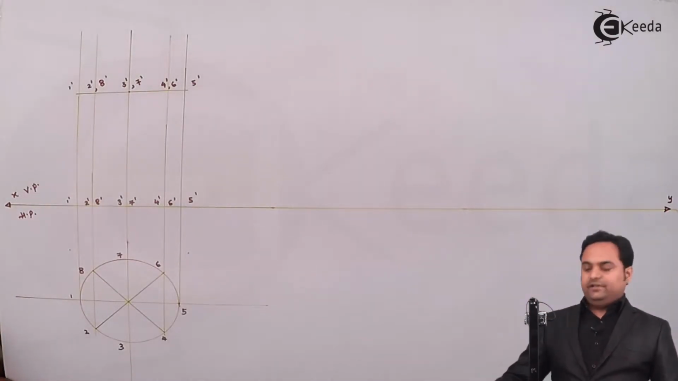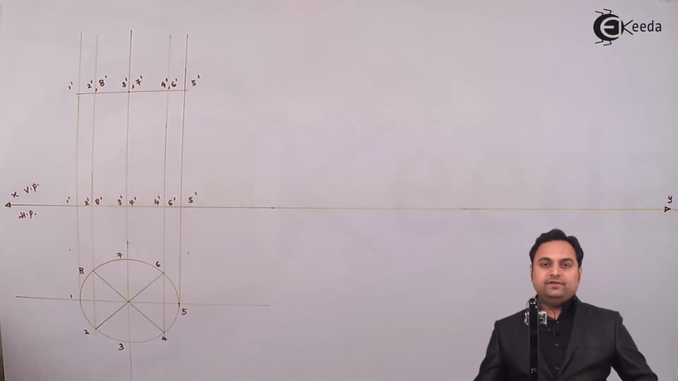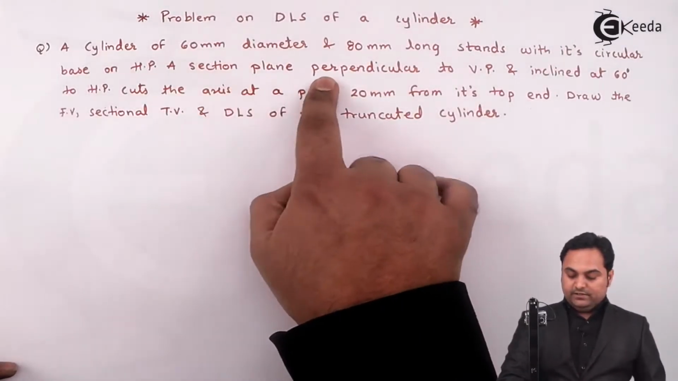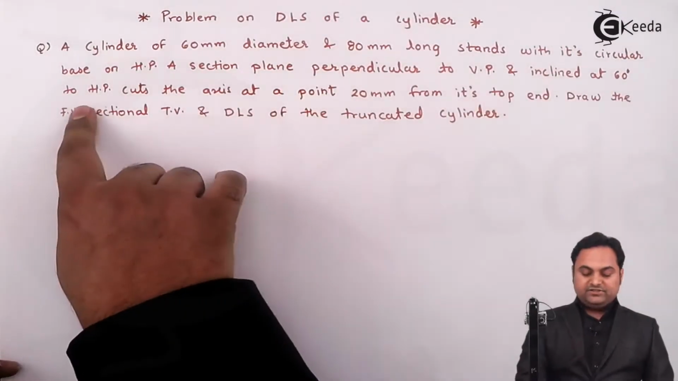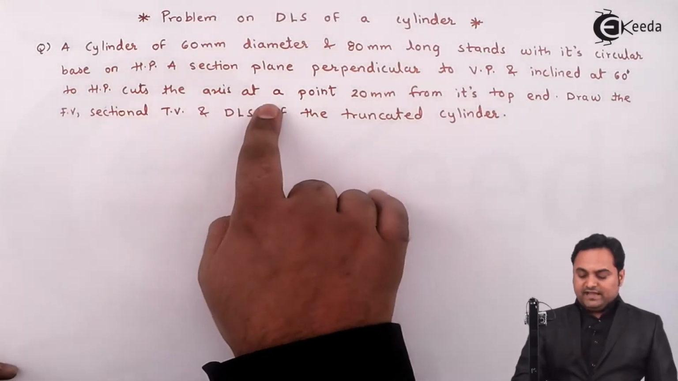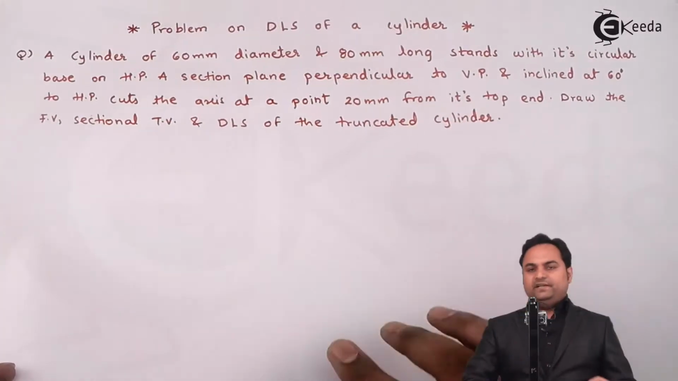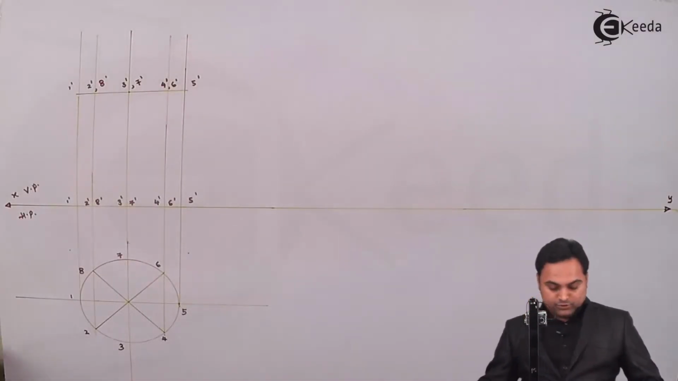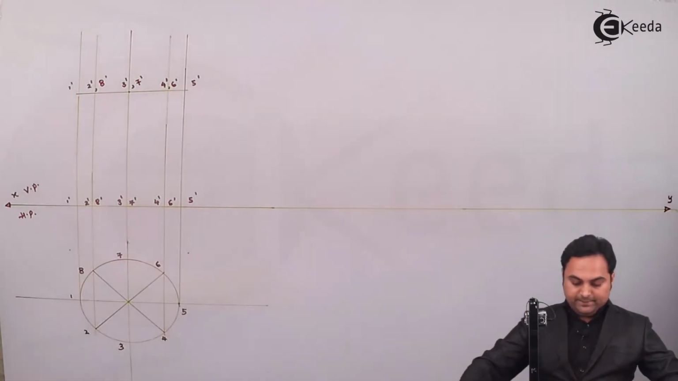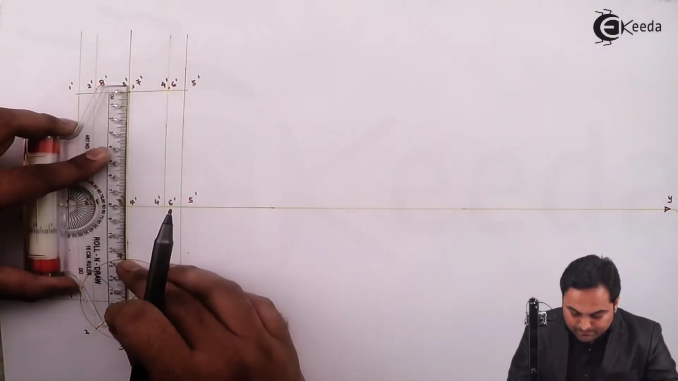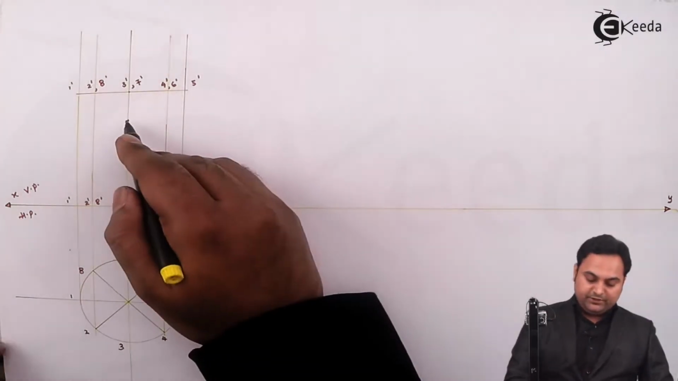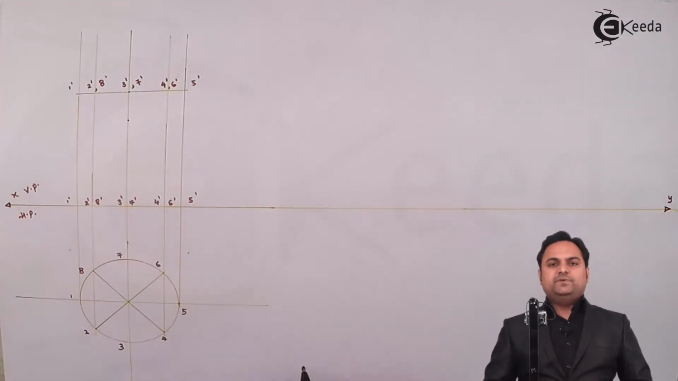Now I have to locate the cutting plane, and for that the condition is given. A section plane perpendicular to VP and inclined at 60° to HP. Inclination with HP will be seen in VP. Cuts the axis at a point 20 mm from its top end. So here this center line shows the axis. I have to take 20 mm from the top end. It means the cutting plane will pass through this point, inclined at 60° to HP, seen in VP.